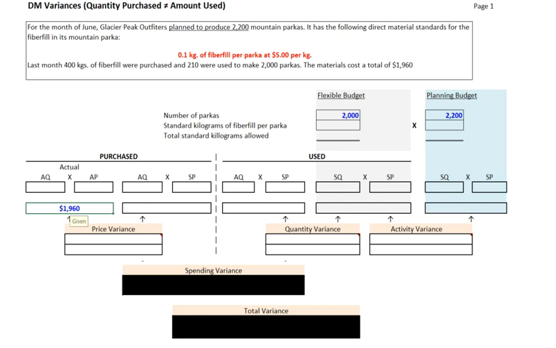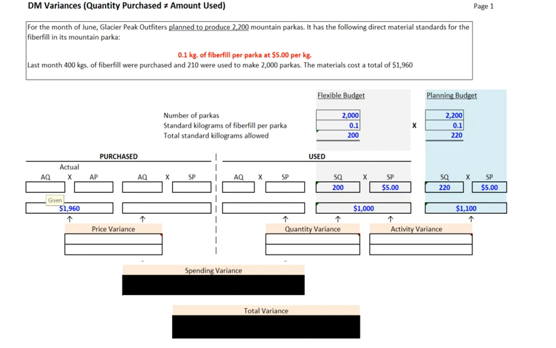So we had 2,200 parkas at 1/10 of a kilogram per parka, which means we would have originally budgeted for 220 kilograms at $5 per kilogram. We would have budgeted a direct material cost of $1,100. Once we calculate our actual level of production at the end of the period, we want to put together our flexible budget, which is based on that actual level of production of 2,000 parkas. So we'll take those 2,000 parkas, multiply by 1/10 of a kilogram, and we would have had 200 kilograms as our standard quantity allowed. At a $5 per kilogram price, we would have expected to spend $1,000 had we known we were only going to produce 2,000 parkas.